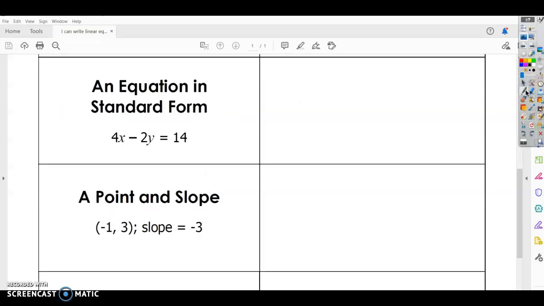Alright, the next one is an equation given in standard form. We know it's in standard form because the x and the y are on the same side of the equation, okay? And anytime it's in the form ax plus by equals c, x and y are on the same side, then that's considered standard form. What we want to do today is change all of these into slope-intercept. So y equals mx plus b. Alright, so slope-intercept form has y by itself. So in this case, we need y by itself.